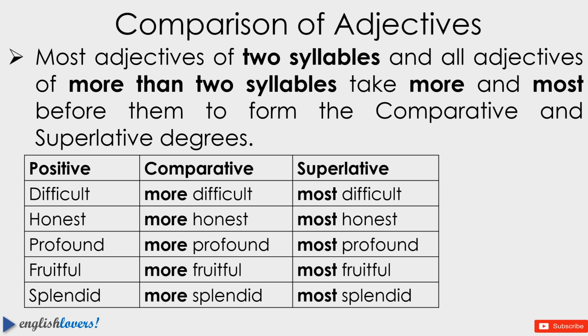degree. So difficult, more difficult, most difficult; honest, more honest, most honest; profound, more profound, most profound; fruitful, more fruitful, most fruitful; splendid, more splendid, most splendid. So more and most is taken when the adjective has either 2 syllables or more than 2 syllables.